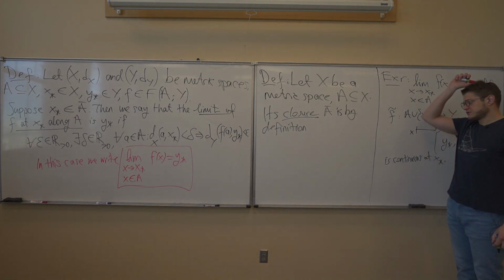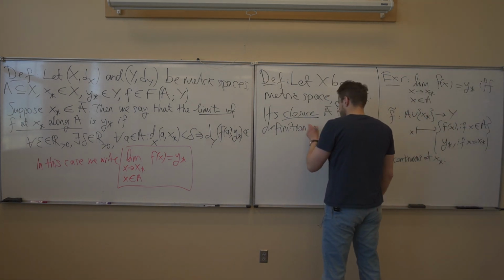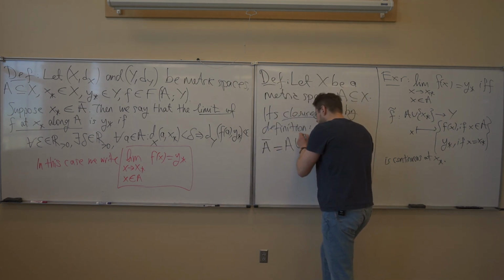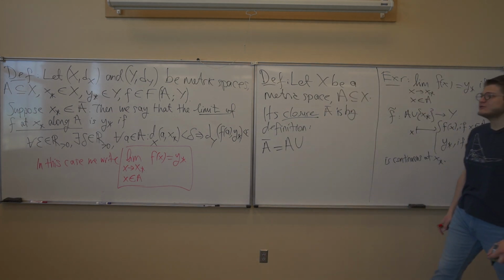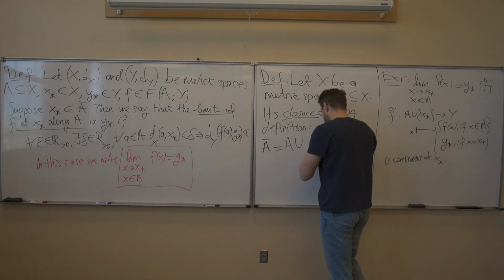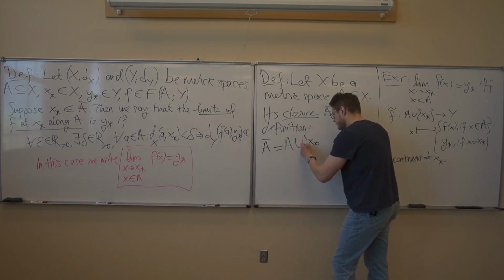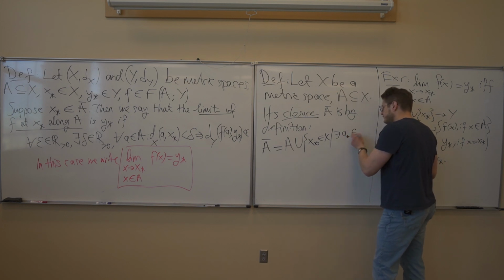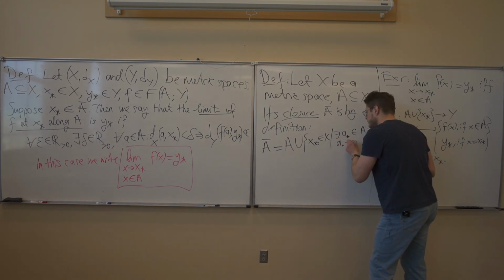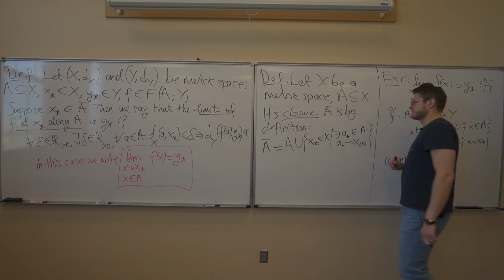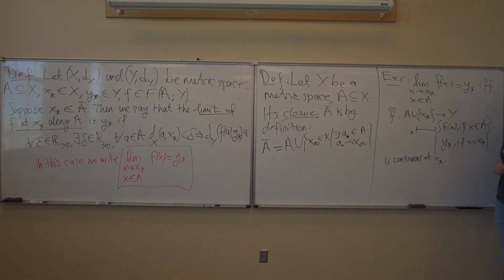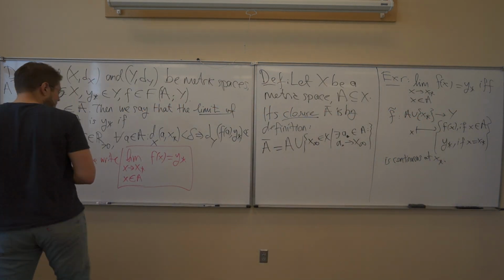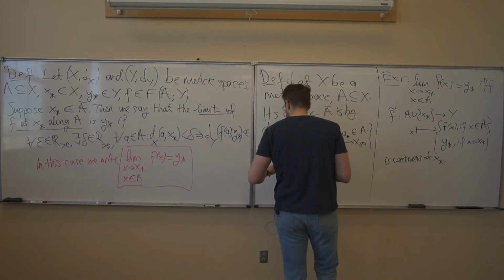Let's write it like this. A bar is A union all limit points of all sequences that can be written in A. So let's say x infinity in X such that there's a sequence a bullet in A that converges to x infinity. Okay. To connect this to the terminology that I introduced yesterday, a subset is closed if and only if it is equal to its closure.